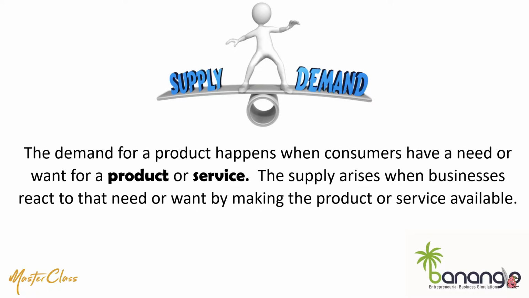Supply and demand. How do you know if people want your product? How many of your product should you supply? The demand for a product happens when customers have the need or the want for the product or the service. The supply arises when businesses react to that need or want and make the product or the service available.